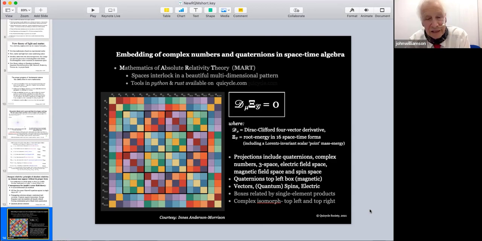Now, what I want to show in this slide is how this mathematics, this CL13, this Clifford-Dirac algebra, has beautiful interlocked multidimensional patterns in it.